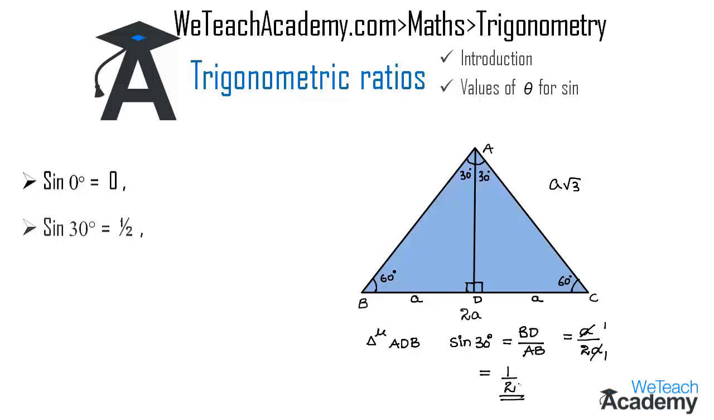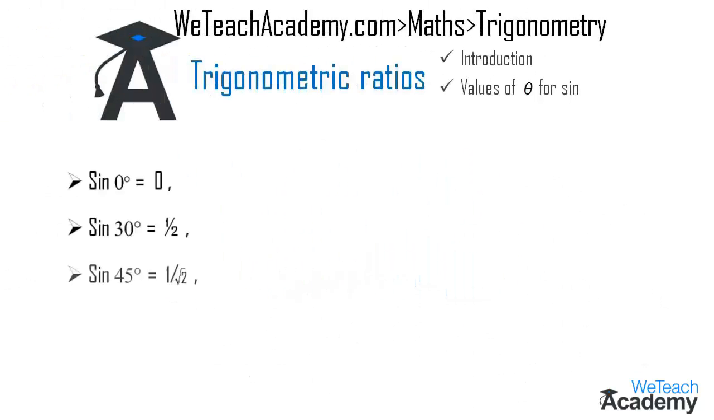And similarly, let us find the value of cos 30 degrees. Cos 30 degrees is equal to adjacent side by hypotenuse. Here the adjacent side is AD. We already know that the height of the equilateral triangle, that is AD, is equal to A root 3, so we get A root 3 by 2A. By simplifying, A one time is A and A one time is A. That implies we get root 3 by 2 as the result for cos 30 degrees. Hence sine 30 degrees is equal to 1 by 2. And now let us proceed and find the value for sine 45 degrees, which is equal to 1 by root 2.